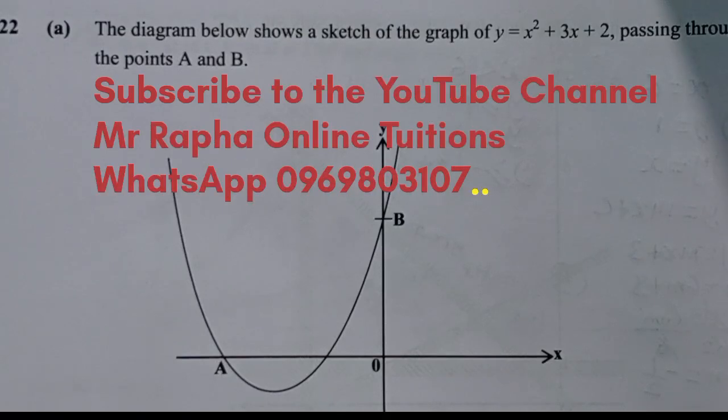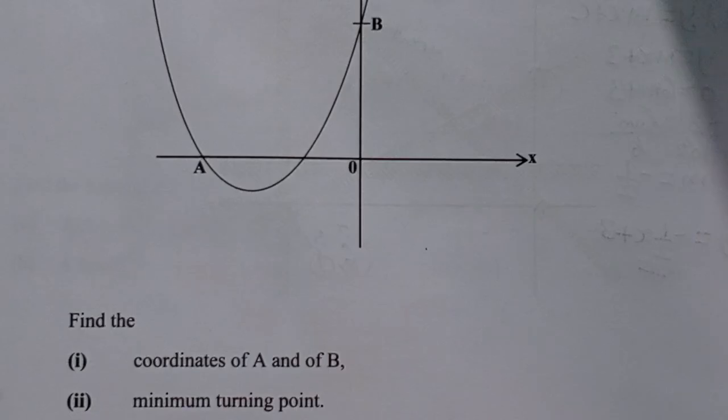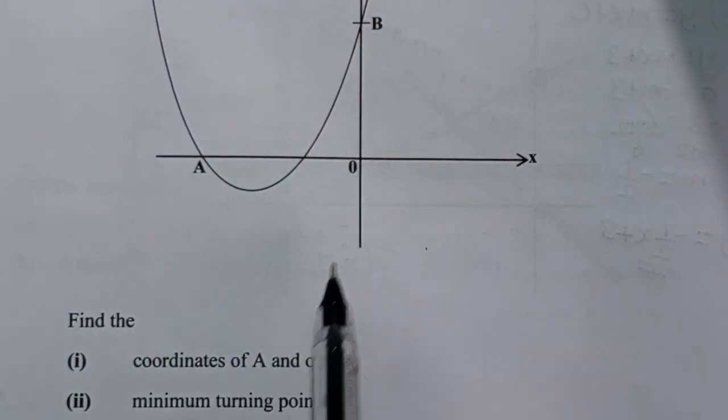Number 22. The diagram below shows a sketch of the graph of y is equal to x squared plus 3x plus 2 passing through the points A and B. Find the coordinates of A and of B. Remember that coordinate A is on the x-axis, and coordinate B is on the y-axis.